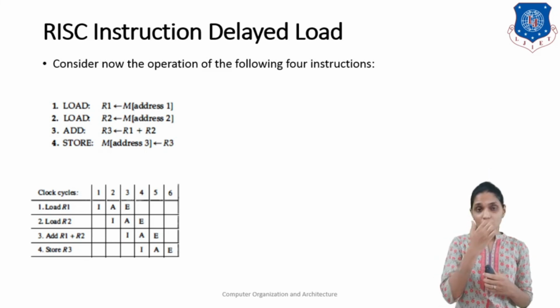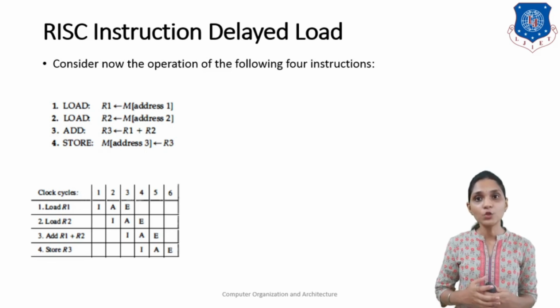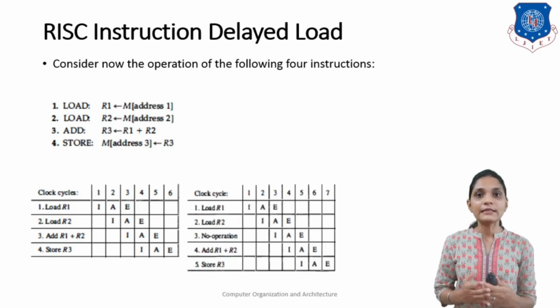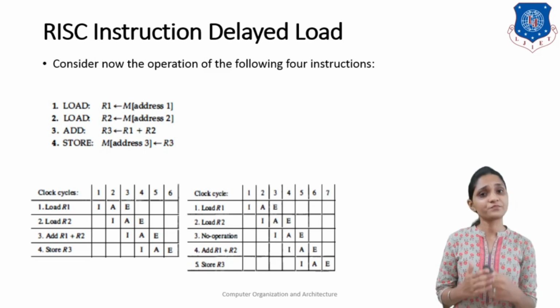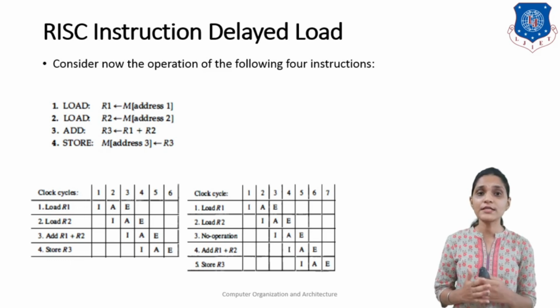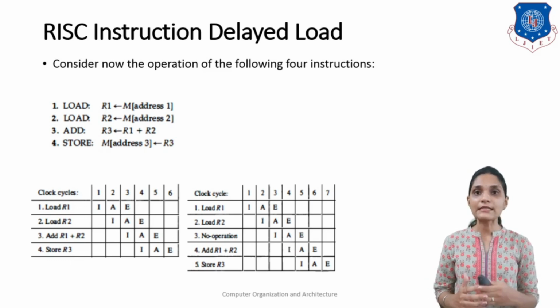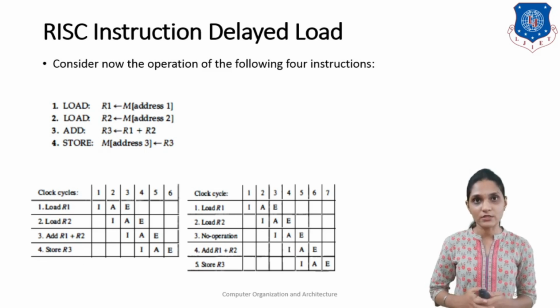So to avoid the conflict, the compiler will add a no operation instruction after the load R2, so that your instruction load R2 is executed first, and then your add R2 plus R1 instruction is executed smoothly, so that data is available for that instruction. So this is delayed load instruction.